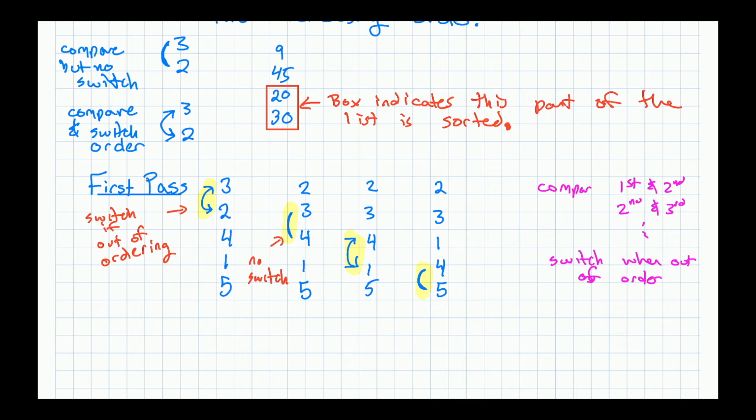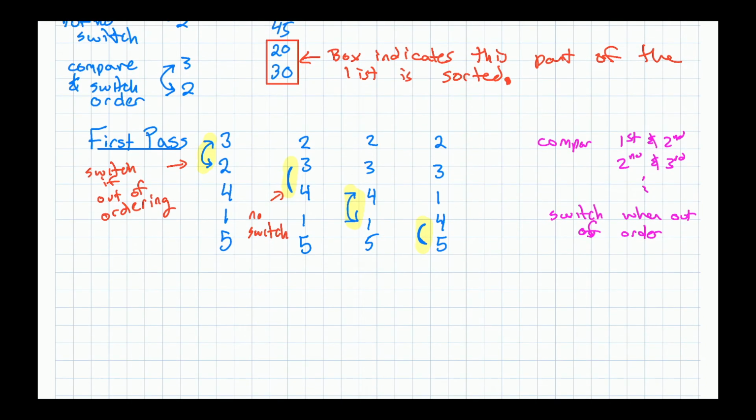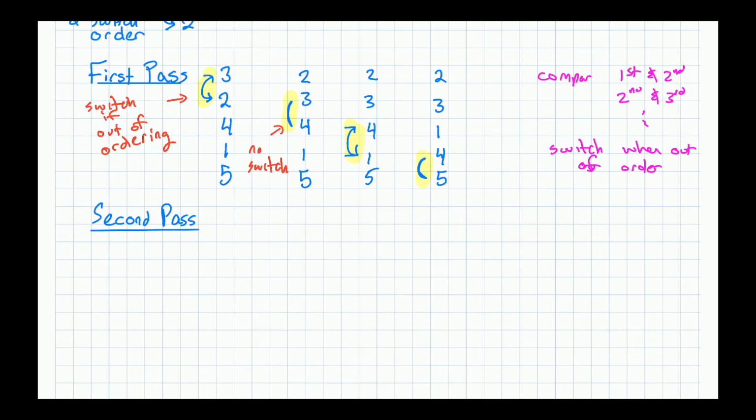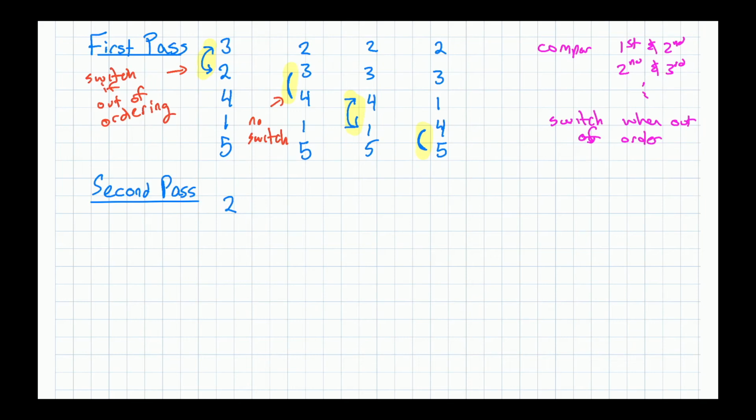Okay, so when you get to the end of the list, like we just did, then that's the end of the pass. So we're done with the first pass now, so we start on our second pass. We're just going to start it exactly the way we left off. So it's going to be 2, 3, 1, 4, 5.